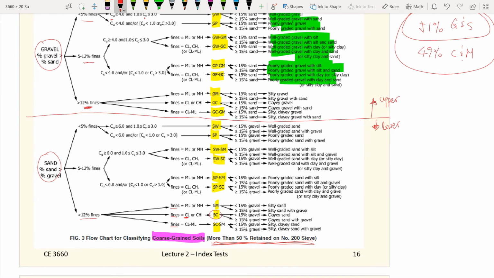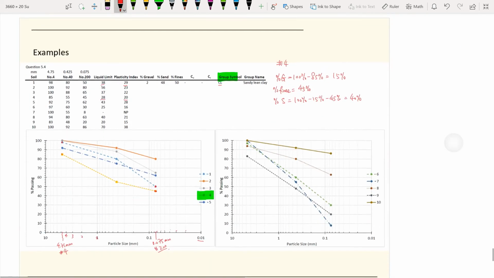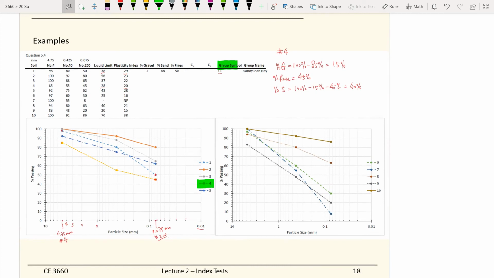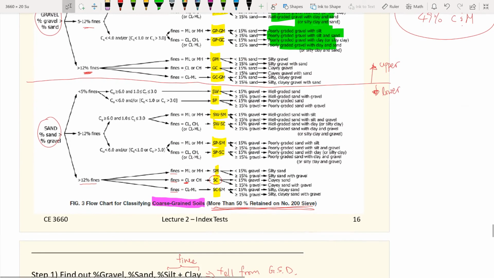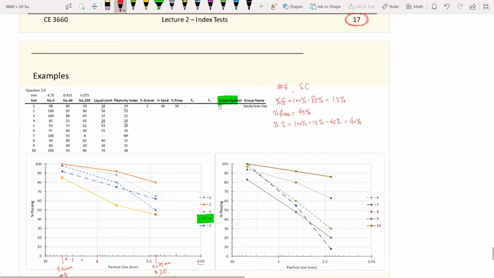So the group symbol this time is SC. For number 4, this is an SC material. And percent gravel is 15%. So we have 15%, so we are here. So the answer is clayey sand with gravel at the end of the day.